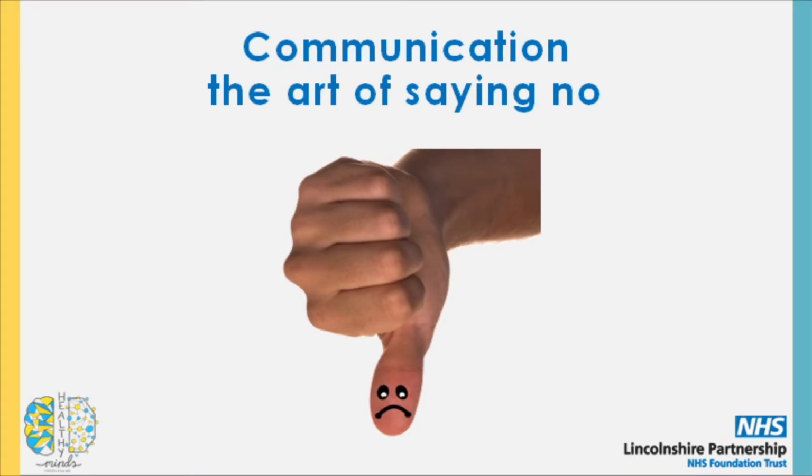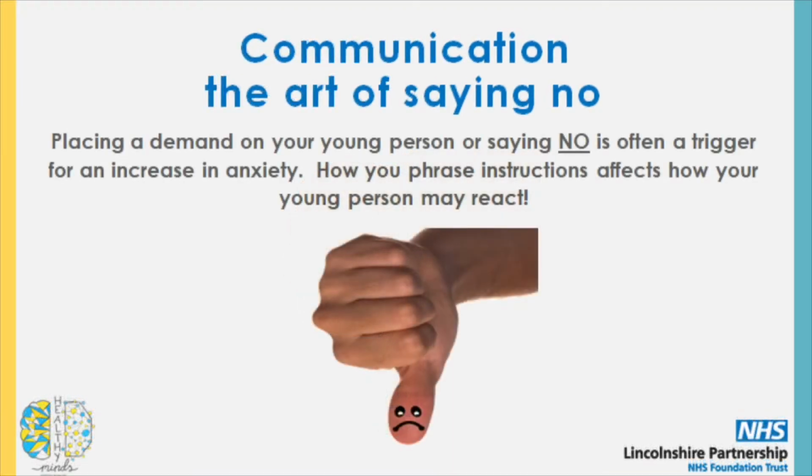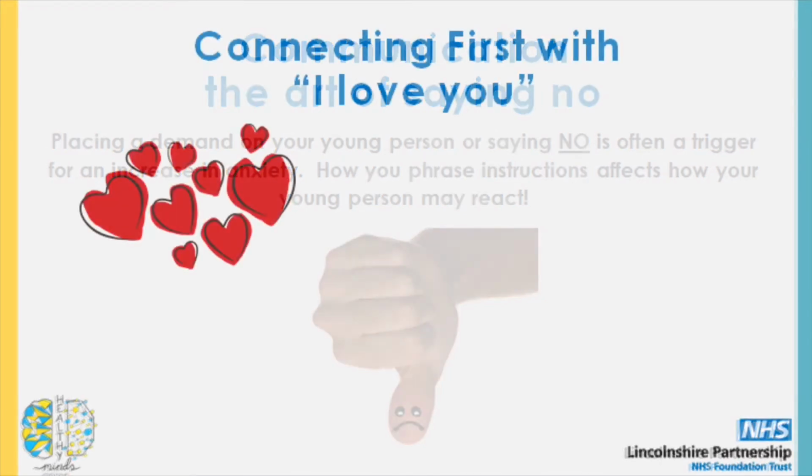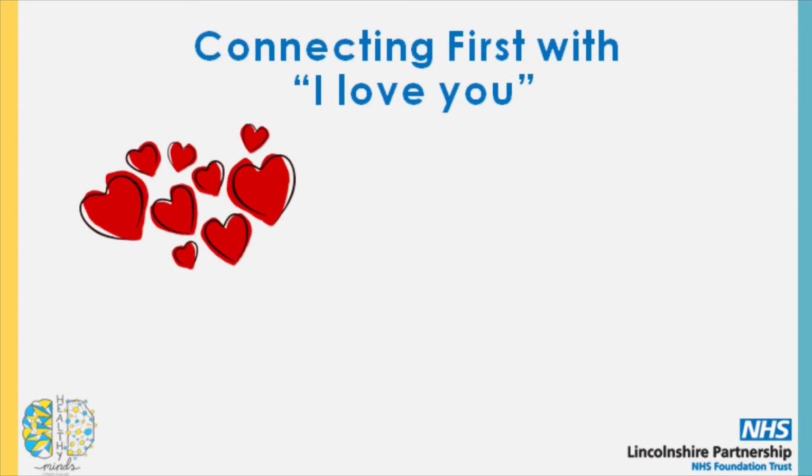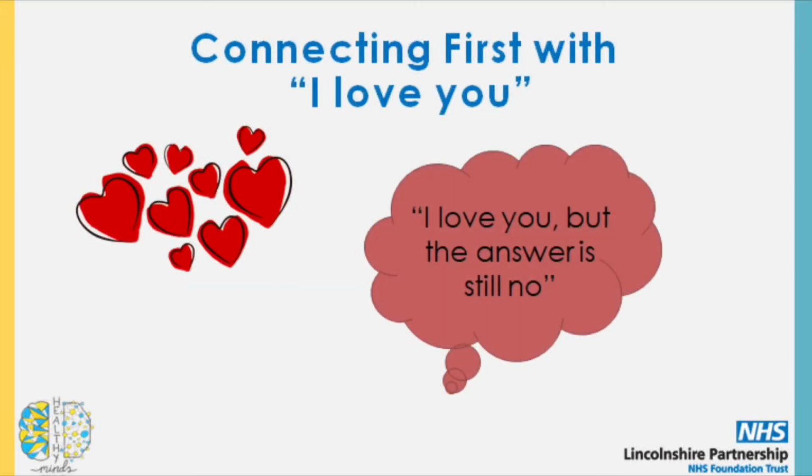When we place a demand on our young people or say no to them, this can often be a trigger for an increase in anxiety, and we may see some negative behaviour. How we phrase our instructions affects how our young person may react. There are some different things you can try. Remember what we have learned about connecting first. Connecting first with "I love you." Your response could be, "I love you," but the answer is still no. When the no is delivered with compassion and kindness, it doesn't feel as bad.